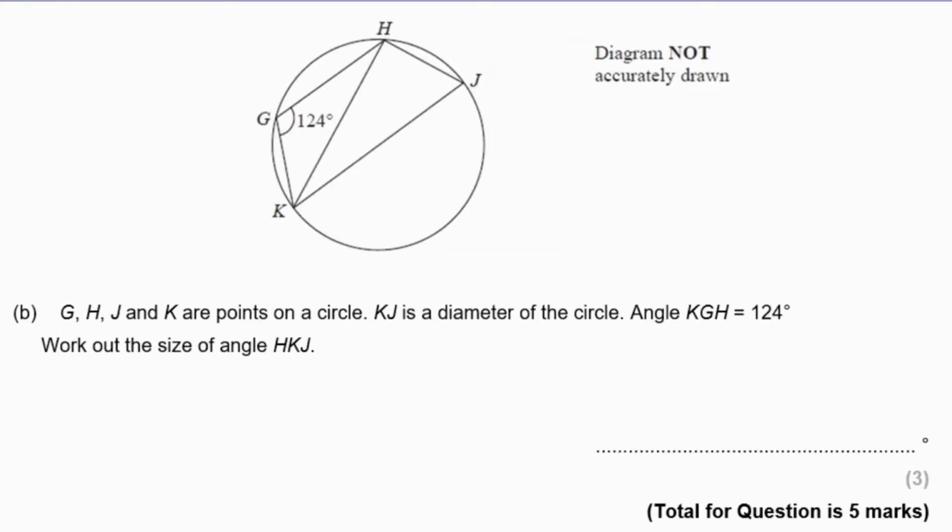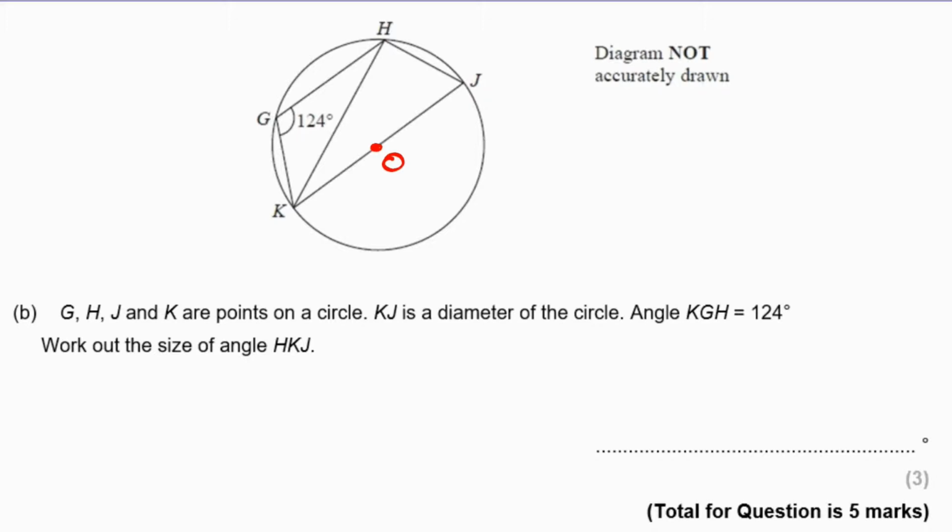For the second part of this question, we are given this circle and we are told that KJ is the diameter. Usually what you can do is add a point and just add the letter O to show that this is the center of the circle, so that as you walk through the problem you don't get confused. Then we are told that KGH is equal to 124 degrees. We are required to work out the size of angle HKJ.